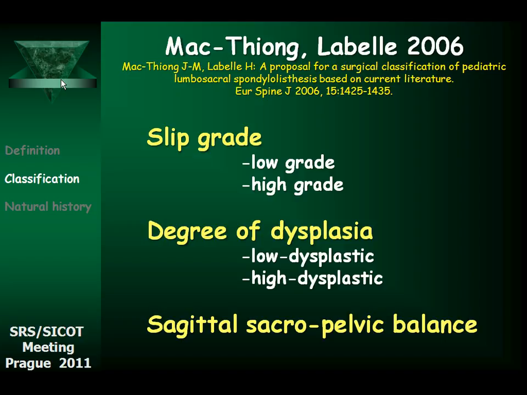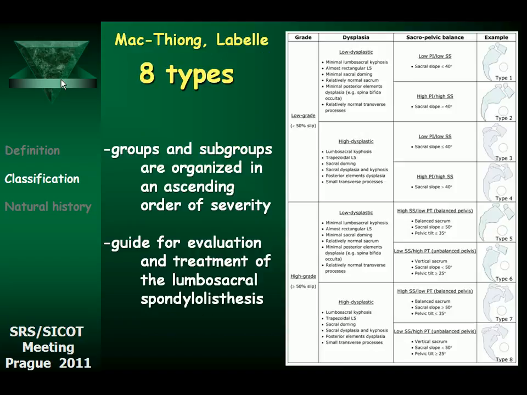From 2006, we have a new classification by Mac-Thiong and Labelle. They measured three main parameters: slip grade, degree of dysplasia, and sagittal sacropelvic balance. Sagittal sacropelvic balance is new for these classifications. Slip grade can be divided into low or high grade. Degree of dysplasia means low or high dysplastic spondylolisthesis.